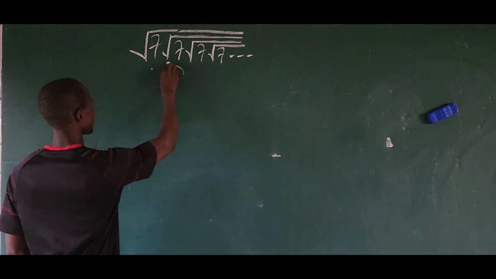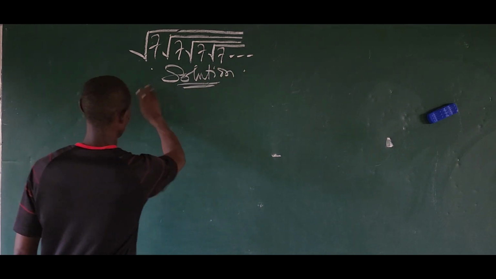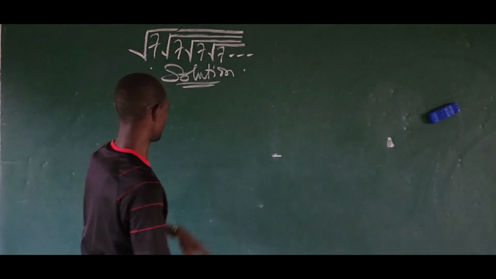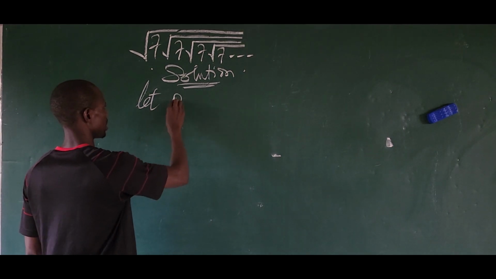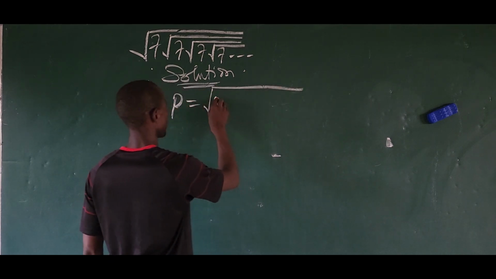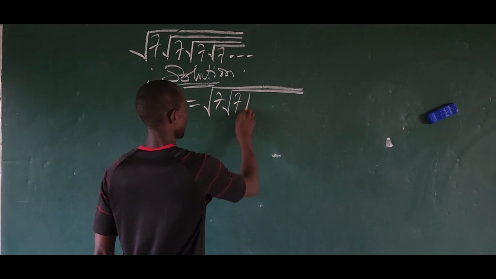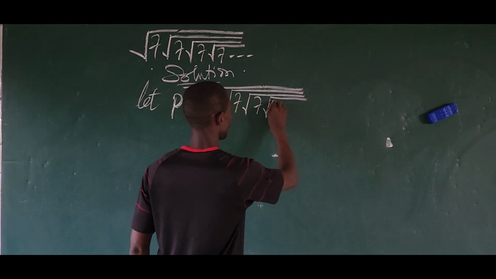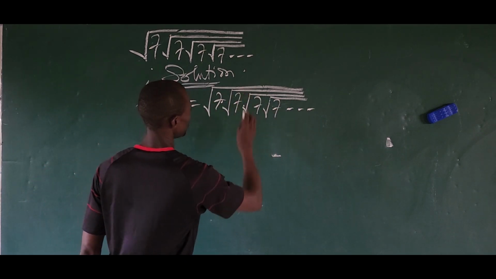So from here, let's take our solution. All right. So from here, we can just say let the whole of this expression be p. Let's take p to be equal to the whole of this expression. So we have here 7 times the square root of another 7 times the square root of another 7 times the square root of 7, and so on.